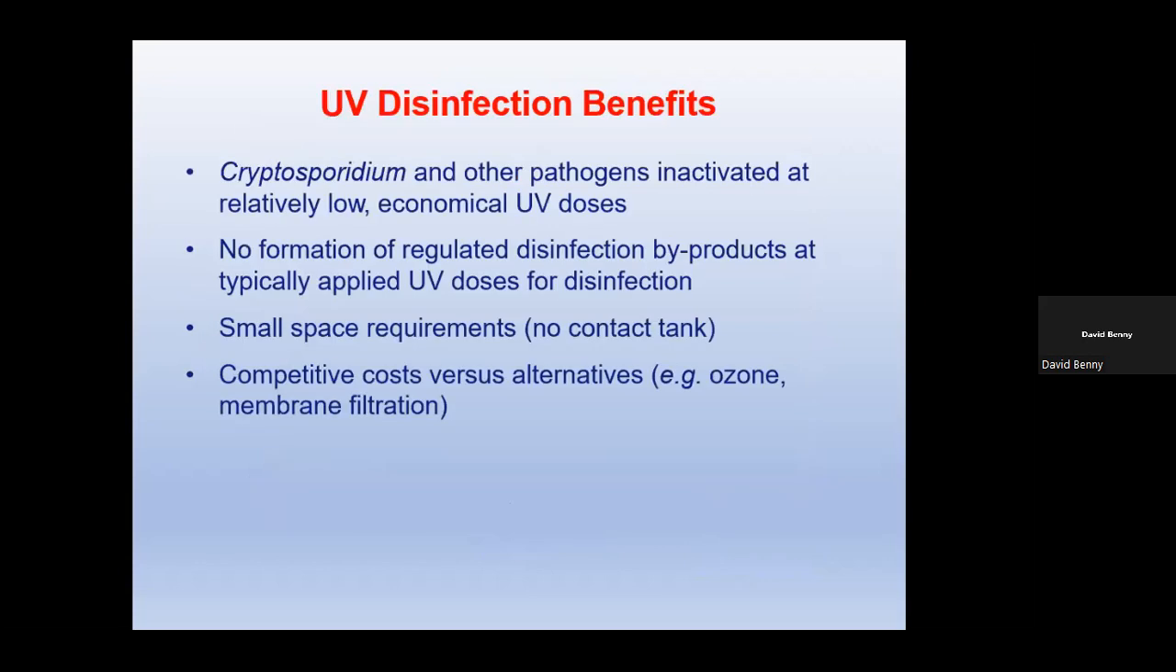Okay, so I'll just go over the benefits of UV: effectiveness against cryptosporidium, no formation of THMs or disinfection byproducts, small space requirements, and very competitive costs if we consider things like ozone or membrane filtration. Of course, I didn't consider chlorine. Of course, chlorine is the cheapest.